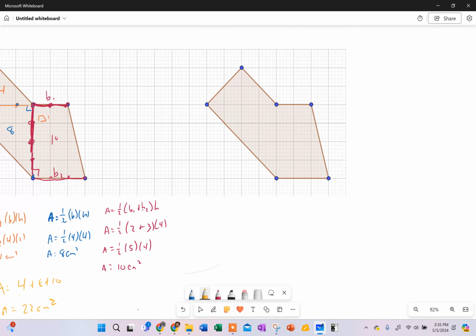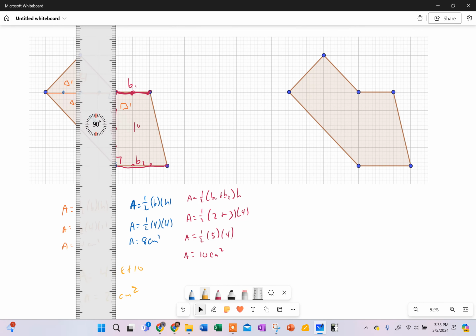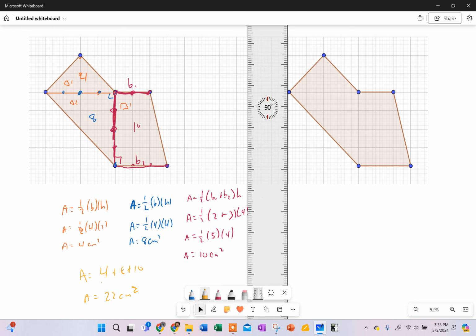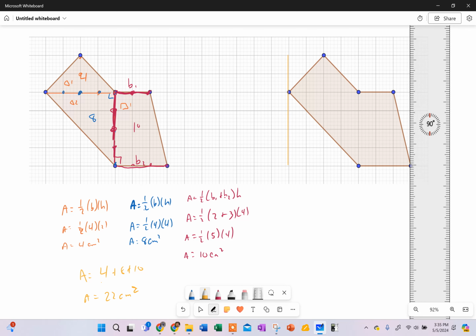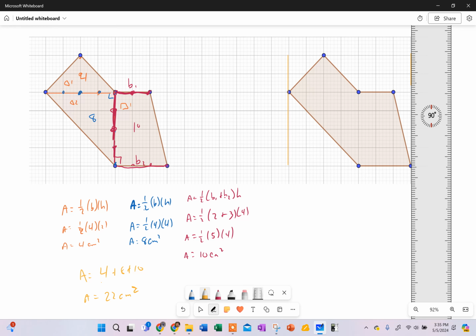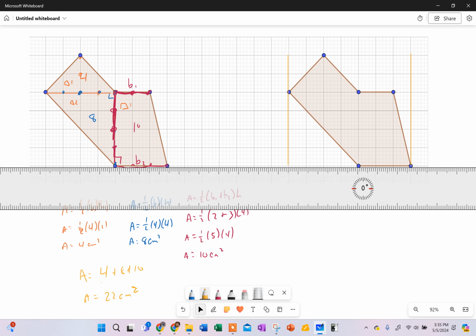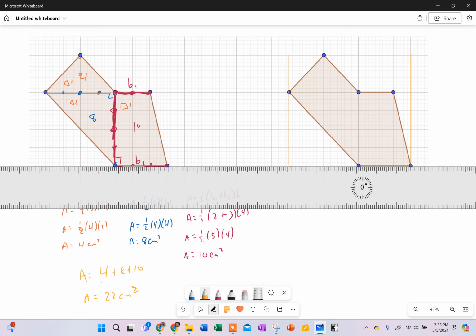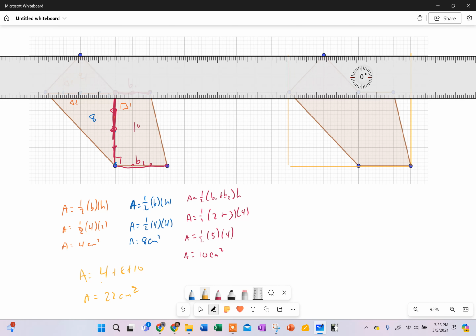Now, I have the same exact shape, and I'm going to show you a different way of solving this. You might prefer this way. You might prefer the other way. Basically, what I'm going to do is make a big rectangle around this shape. And I don't know if it'll really be effective for this particular shape, but just because it's not useful for one shape doesn't mean it's not useful for all shapes. So let's see what happens here.